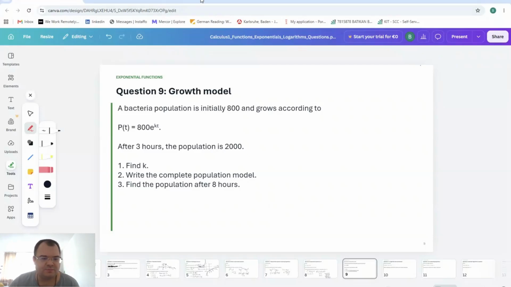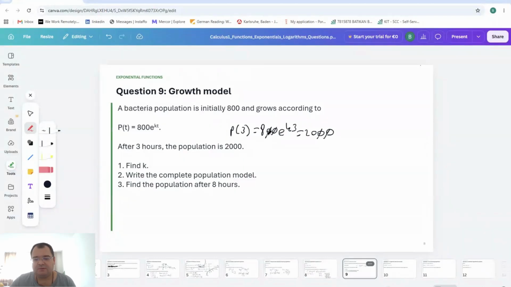In the next question, we are asked to find k, then put k in to complete the population model and define the population after 8 hours. We are given the information that after 3 hours the population is 2000. When we give 3 as an input parameter, because t represents the time, we end up with a function that has only one missing parameter, so that we can find k. P(3) equals 800 e to the 3k equals 2000.